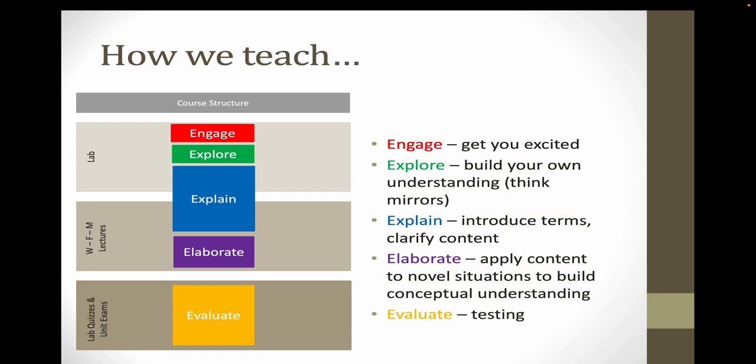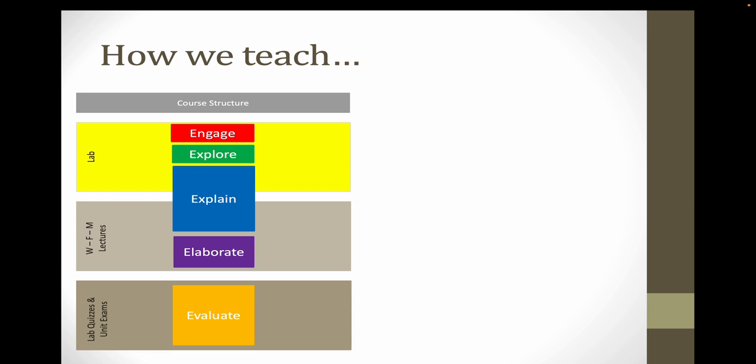So research has shown that if you only learn a certain piece of information or concept in one context, it tends to stay contextually specified, meaning that it only works in the context in which you learned it. And so we do a lot of elaboration where we apply it to novel situations, and we'll do that in several places that I'll show you, and then evaluate. So we obviously need to evaluate you. So let me tell you how this looks.